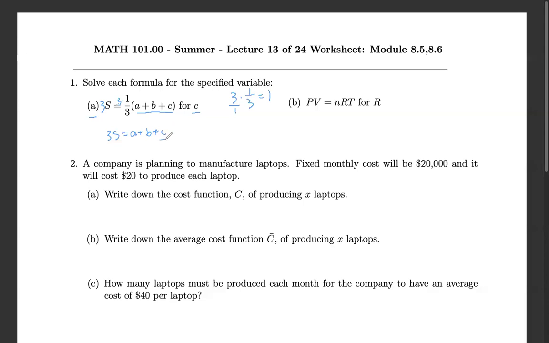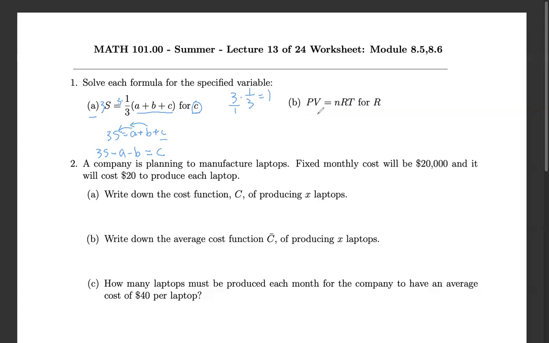Now we want to isolate C, because our goal is to solve for C here. Which means we need to move A to the other side. We need to move B to the other side. Well, A and B are both positive on the right-hand side. When we move to the left-hand side, it becomes negative. Or you can think minus A minus B on both sides. So now C is solved. C equals 3S minus A minus B.